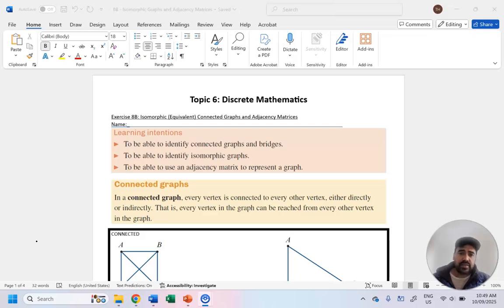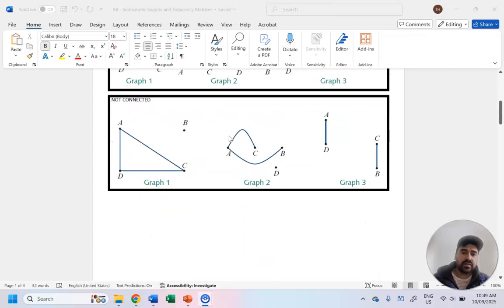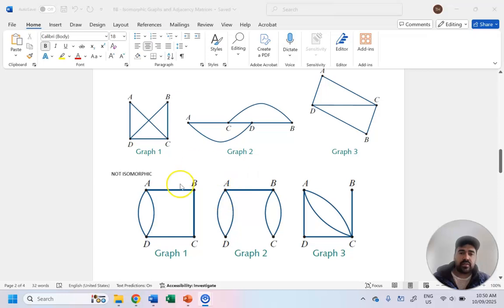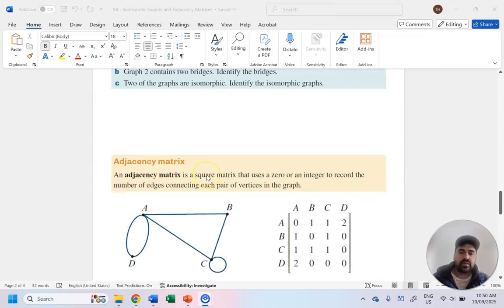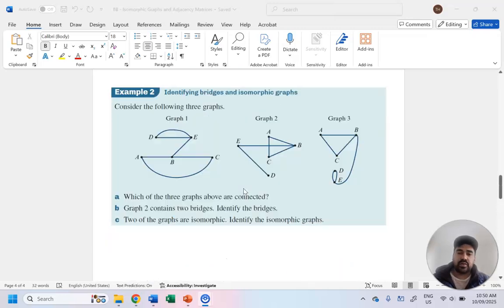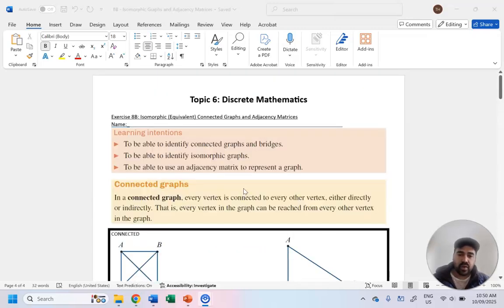Go ahead and see if you can download and print this sheet off, and then I'll go through the video explaining all of the content within here and then go into the example questions, and then towards the end there is a set of questions from exercise 8b that you'll be working on. Question 8 is misleadingly tricky. It looks a bit tricky, but it's actually quite an easy question, so we'll get to that when you see it, you'll have a look and you can see what it's like.